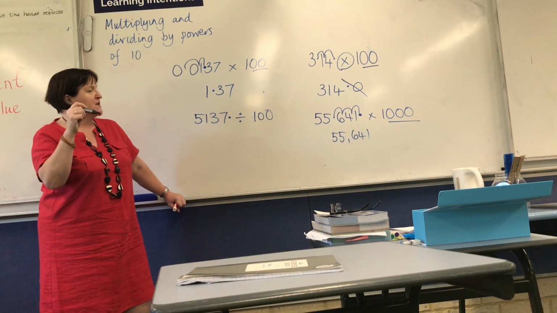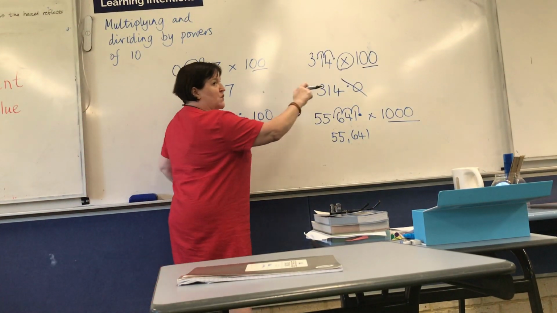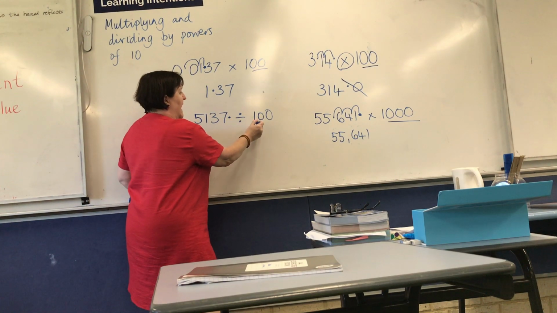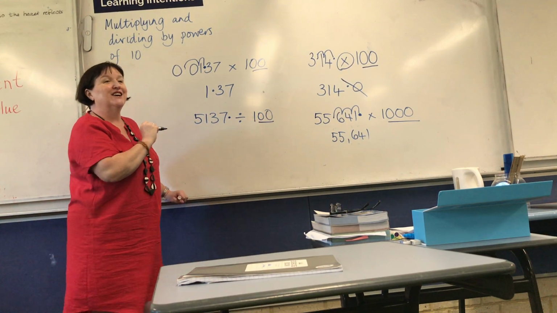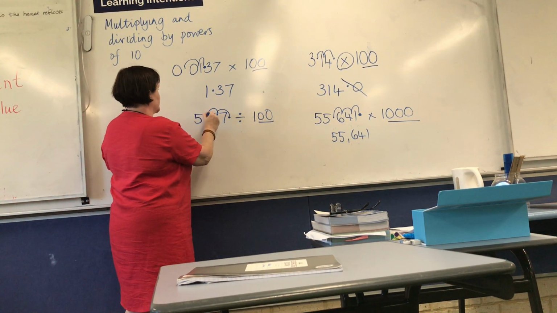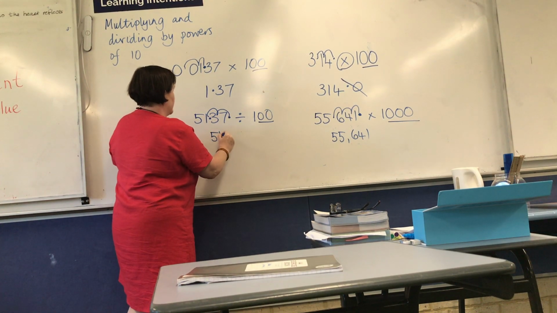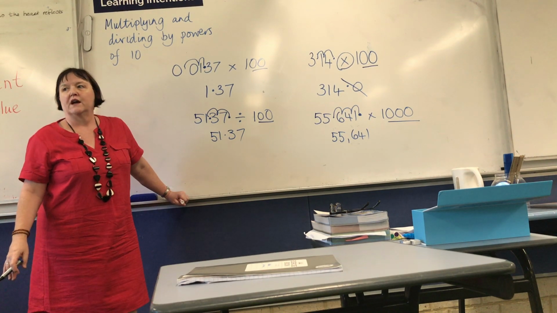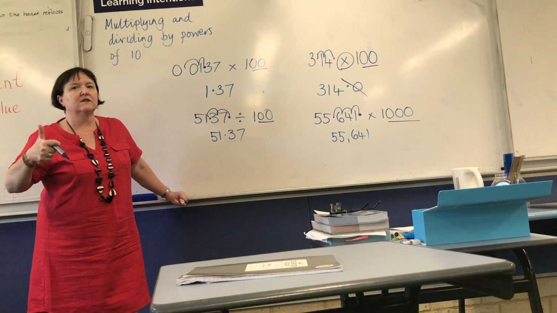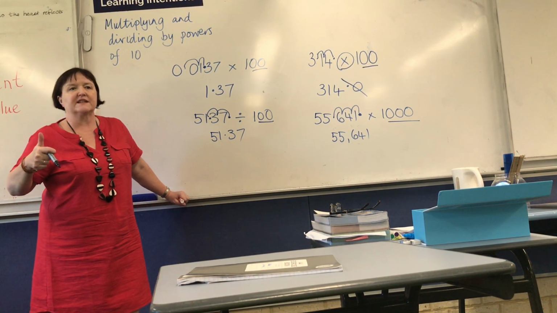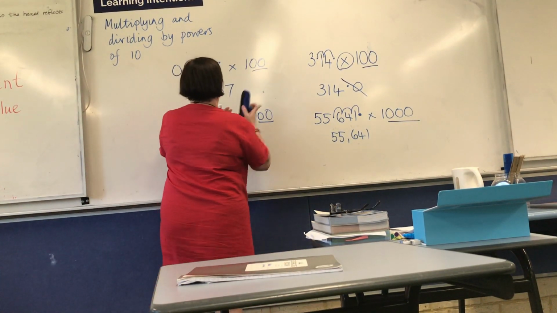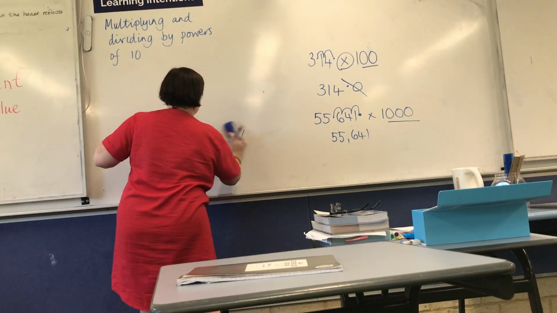So, as we said, moving right when we multiply. When we divide, we're going to move left. How many places, Melody? 2. So 1, 2, there's your decimal point, 51.37. Okay, who's understanding? Give me some thumbs. Fantastic.